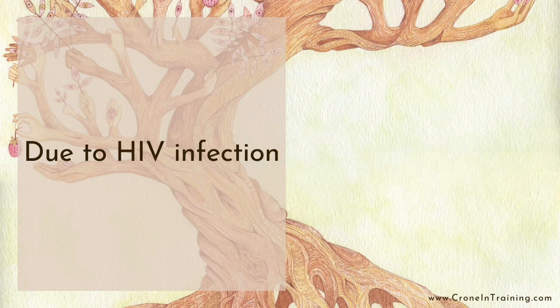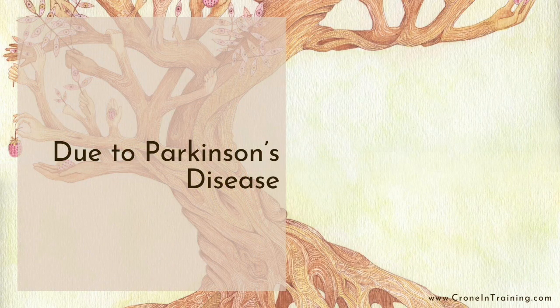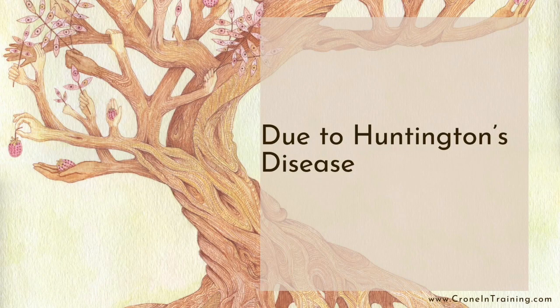Neurocognitive disorder due to HIV infection. There has to be evidence of HIV infection, and dementia is not better attributed to another type. Dementia due to prion disease. There must be evidence of prion disease as well as rapid progression of neurocognitive disorder symptoms. Dementia due to Parkinson's disease. The Parkinson's must be present before the dementia. And finally, dementia due to Huntington's disease, where the Huntington's is diagnosed before the dementia or there's a family history or genetic testing to support the diagnosis.